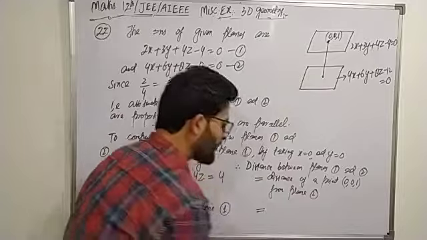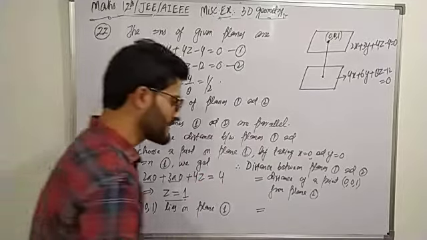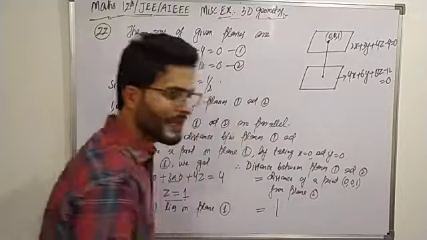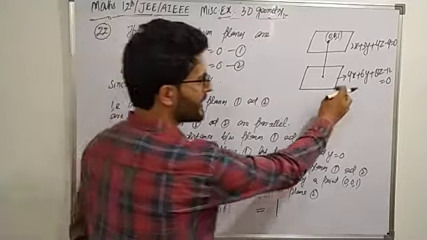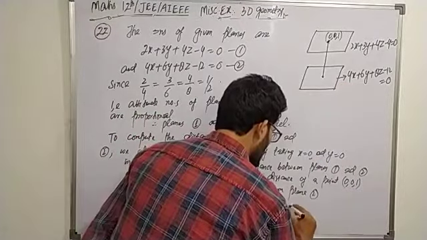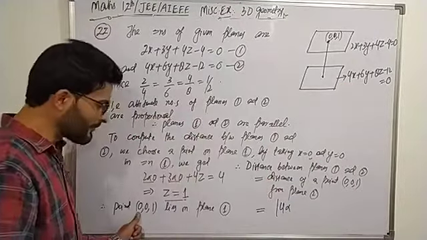So distance of a point from a plane, इसके लिए हमारे पास फॉर्मूला है mod of ax1. A is the first direction ratio, that is 4. So 4 into x1 is the x coordinate of a point, that is 0.